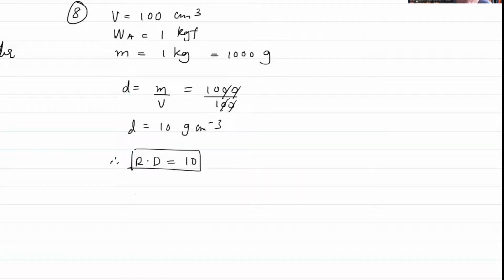Now they are asking for weight in water. So buoyant force we have studied is VDG. So that is volume. Now volume is 100 centimeter cube.